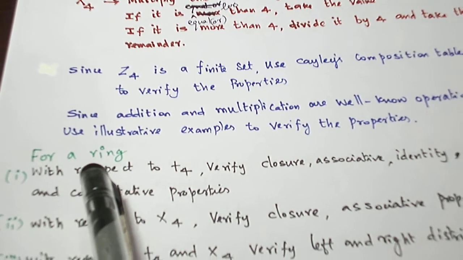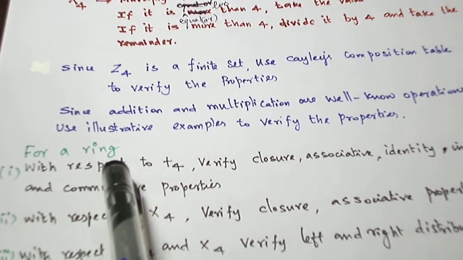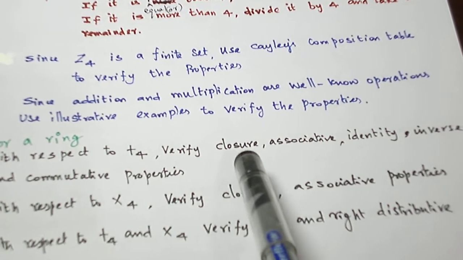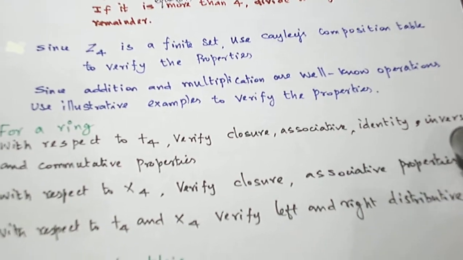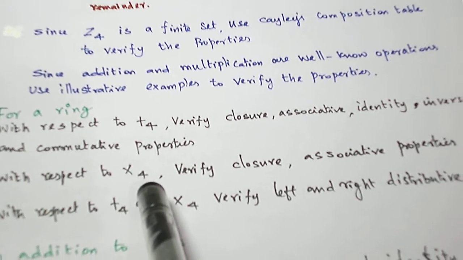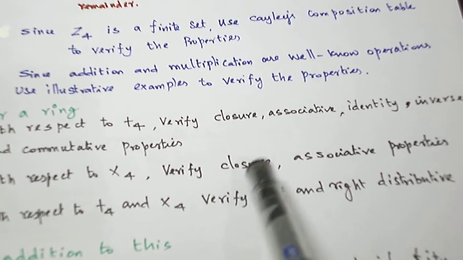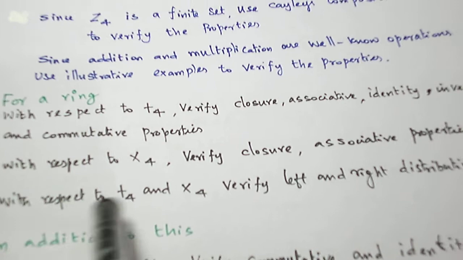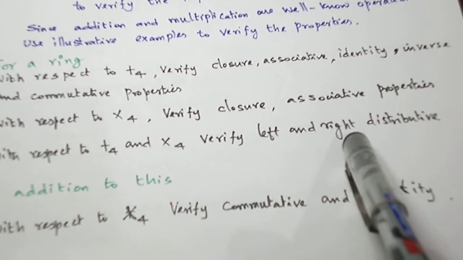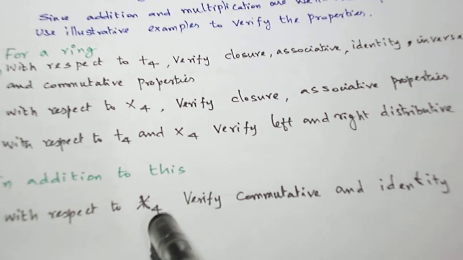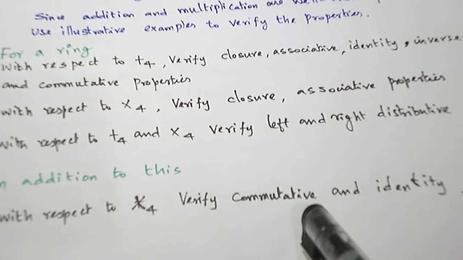And for a ring, how to prove? What are the things we have to prove? First of all, with respect to addition modulo 4, we have to verify closure, associative, identity, inverse and commutative. And with respect to the second operation, multiplication modulo 4, we have to verify closure and associative properties. And with respect to both the operations, we have to verify the left and right distributive properties. And finally, with respect to the second operation, let us verify the commutative and identity.